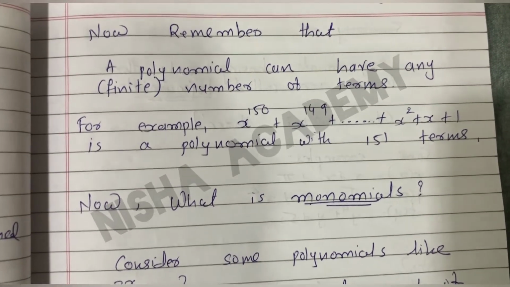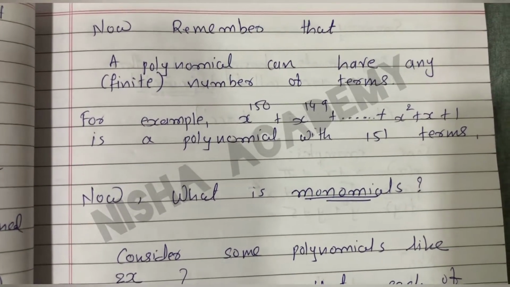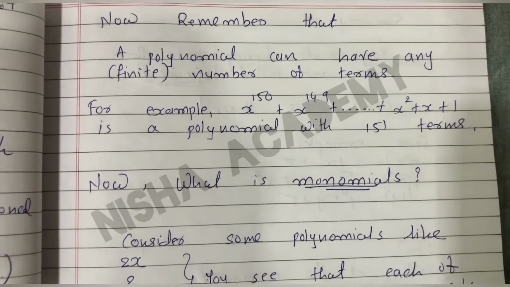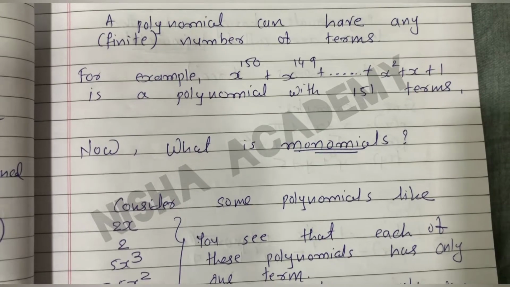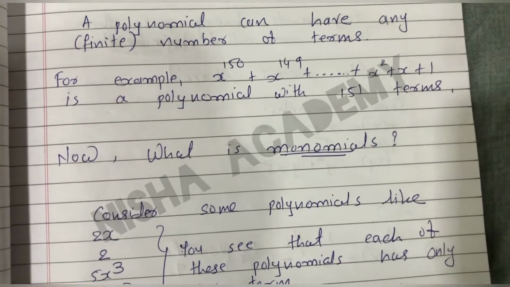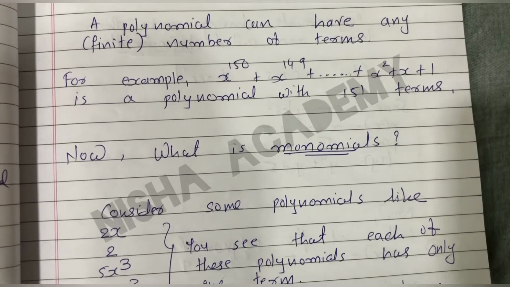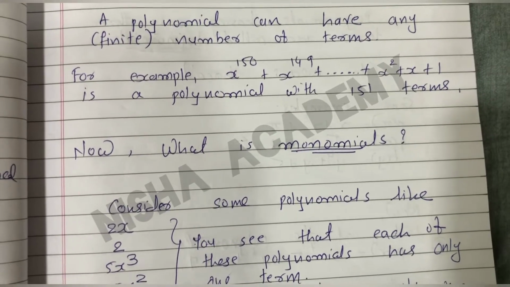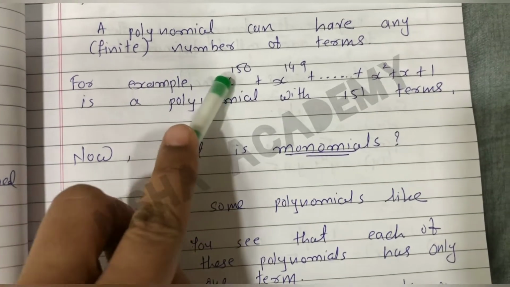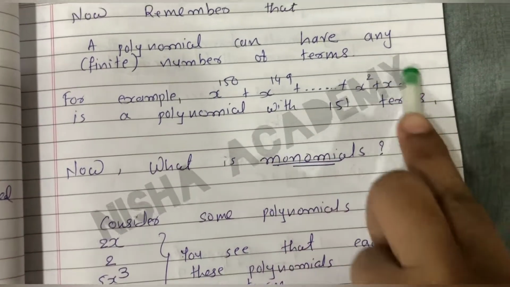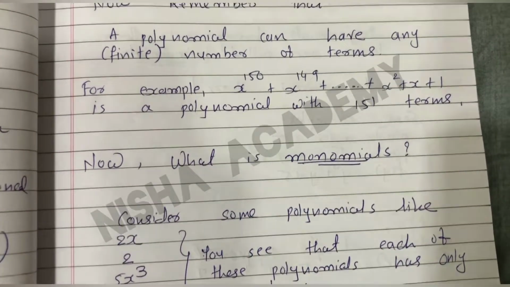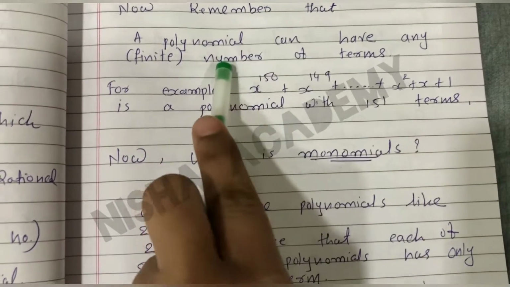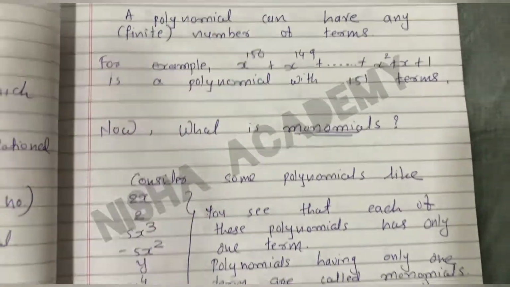A polynomial can have any number of terms, but a finite number, not infinite. For example, x raised to 150 plus x raised to 149 plus up to x square plus x plus 1. Here the polynomial has 151 terms: 150 down to 1, and this addition of 1 means a total of 151 terms. So a polynomial can have any number of terms, but the condition is that it is a finite number.